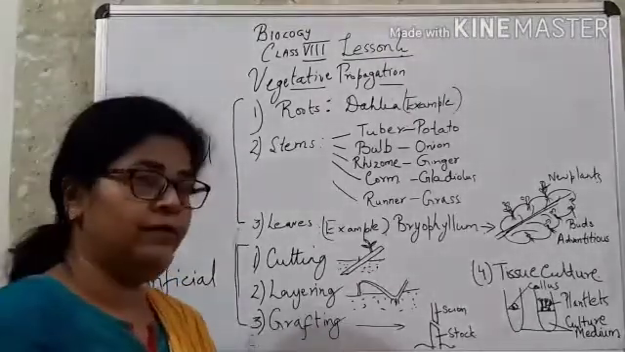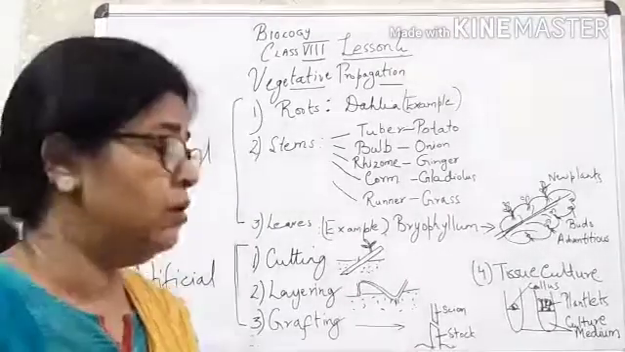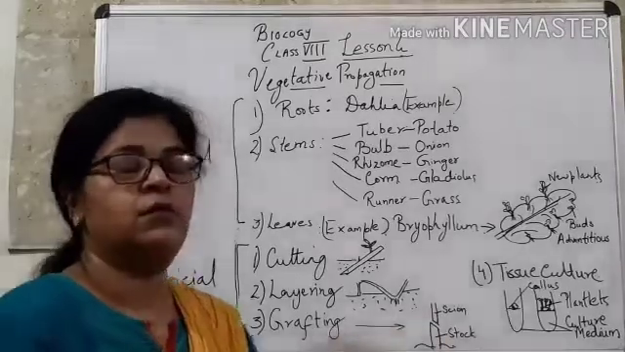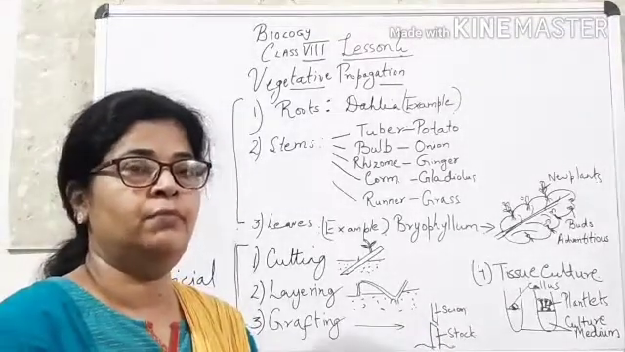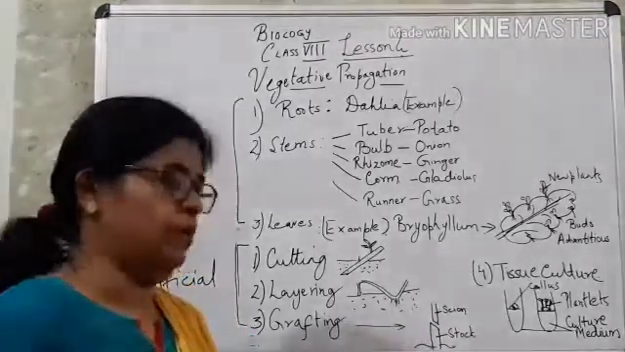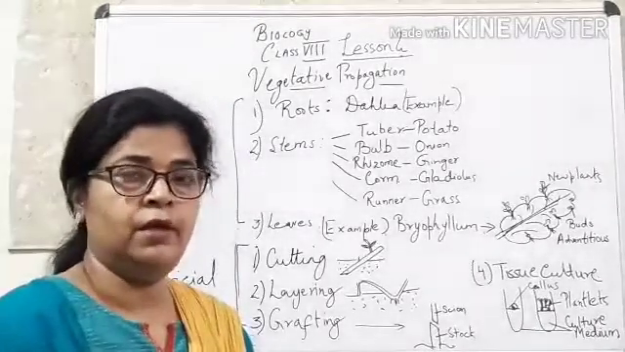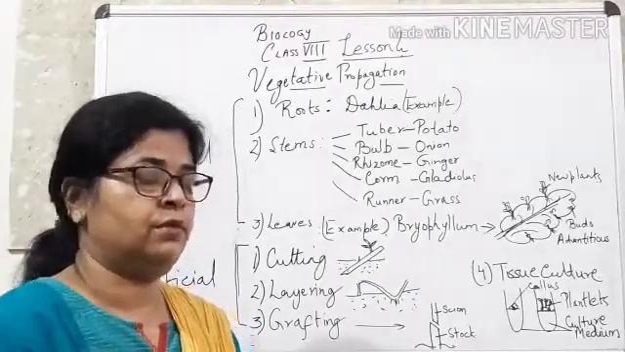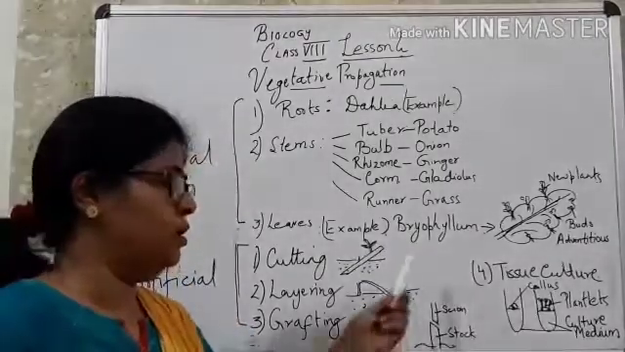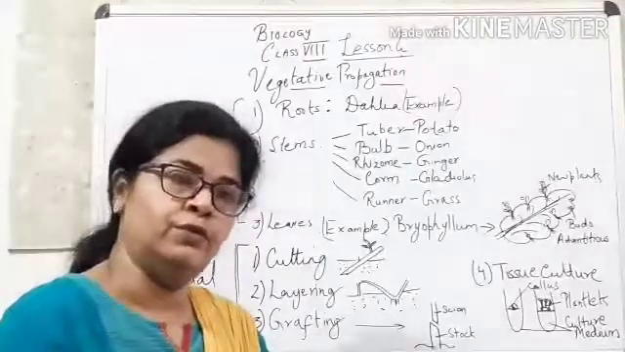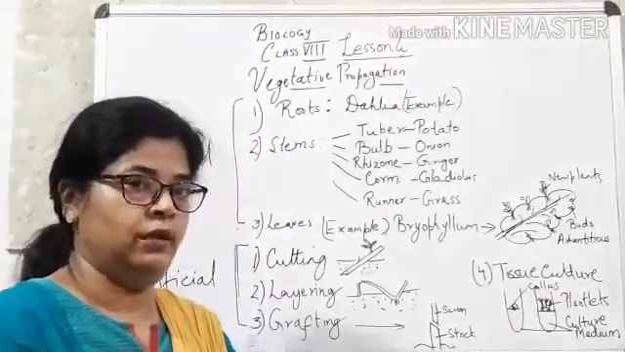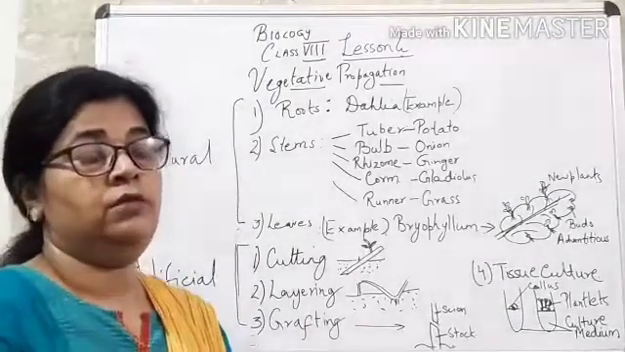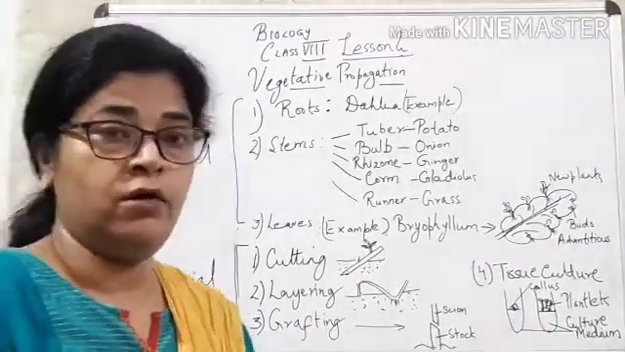Then there is layering. It's seen in jasmine. Here the parent plant is this one, and a part of the stem of the parent plant has been bent and buried in soil. This buried stem develops roots and shoot system, and it can be cut off from here and transplanted to form a new plant. This is layering. Then we have grafting. This is commonly practiced by orchard growers.